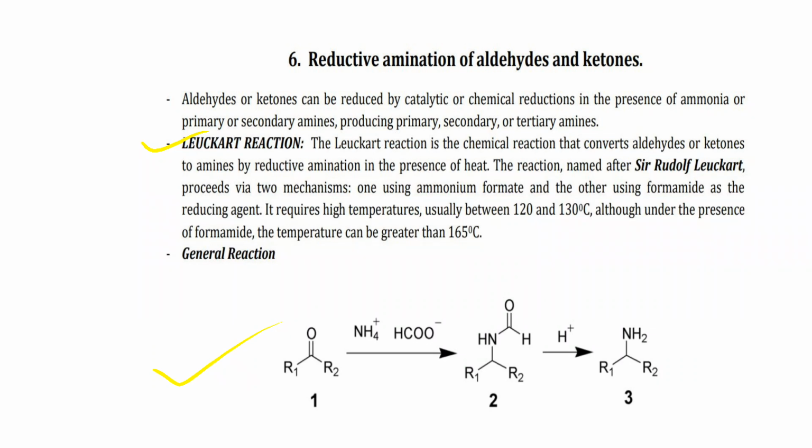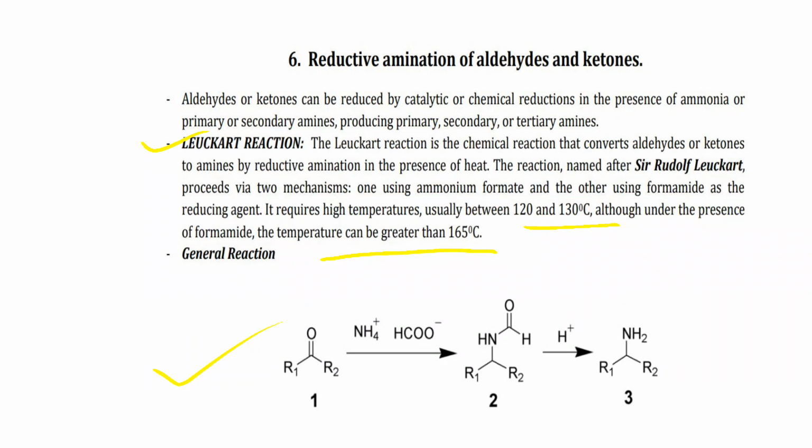This is required at a high temperature, usually between 120 and 130 degrees Celsius, and in the presence of formamide the temperature can be greater than 165 degrees Celsius. This is the general reaction: R-CO-R is an aldehyde or ketone. For example, CH3COCH3 is acetone, and CH3CHO is acetaldehyde.